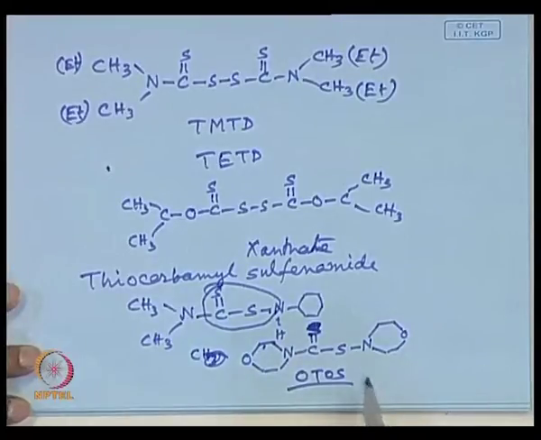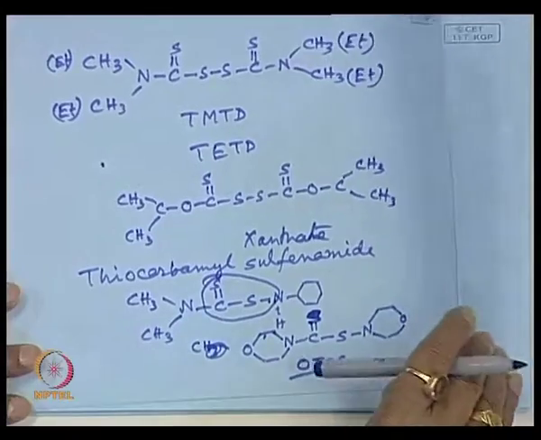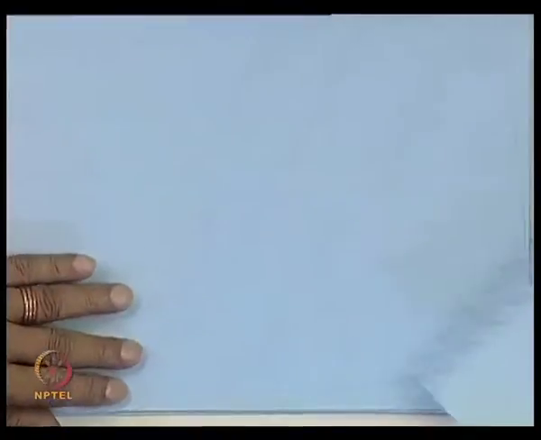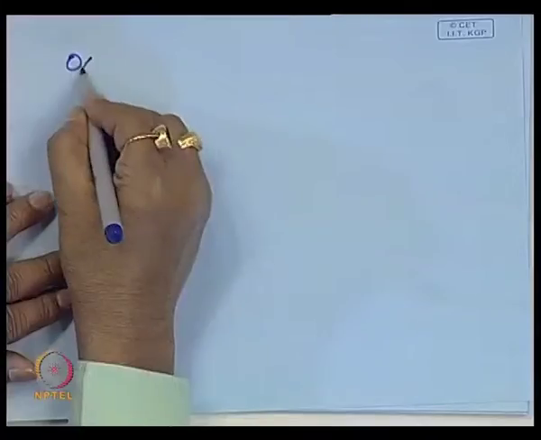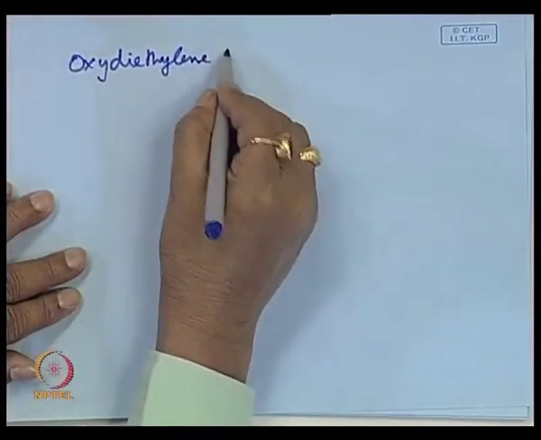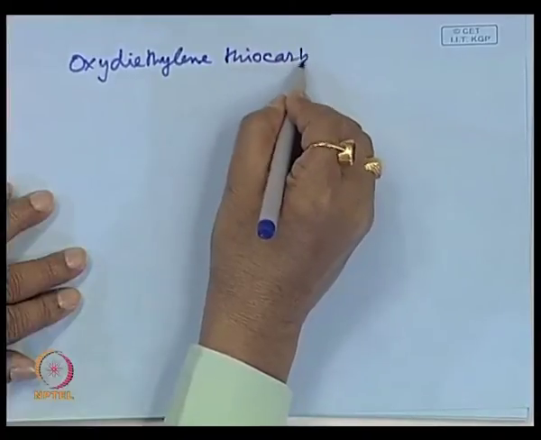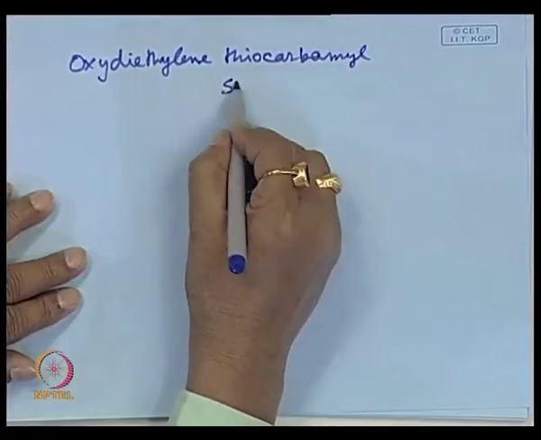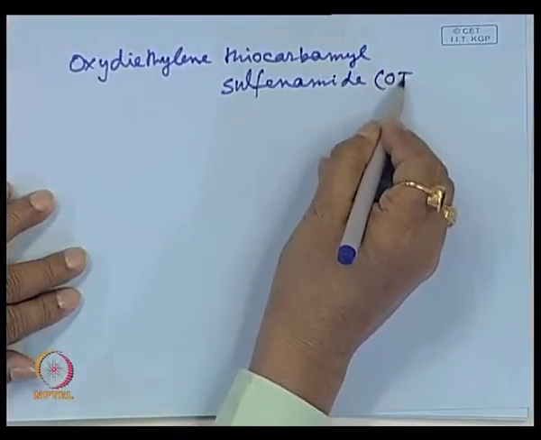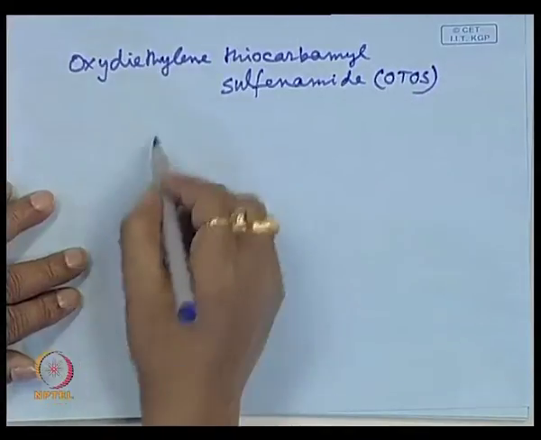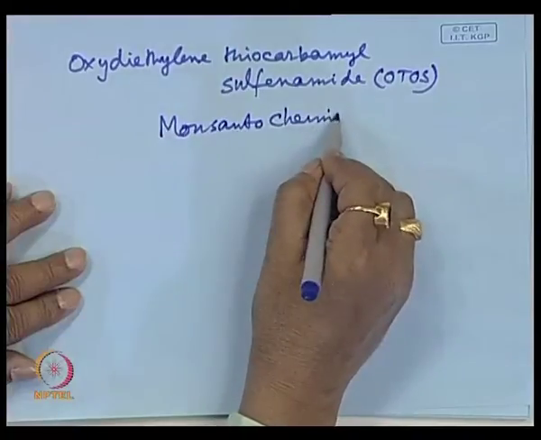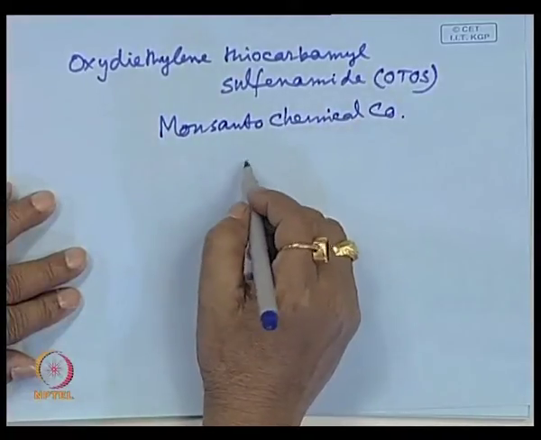It is actually called oxy... It is a Monsanto chemical product, with the trade name chloride 18.